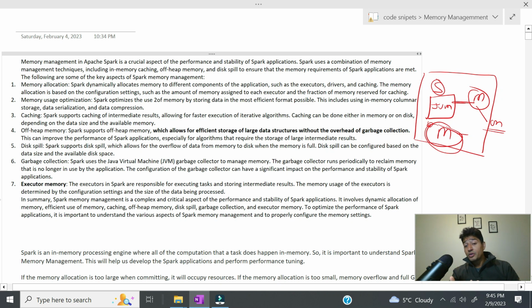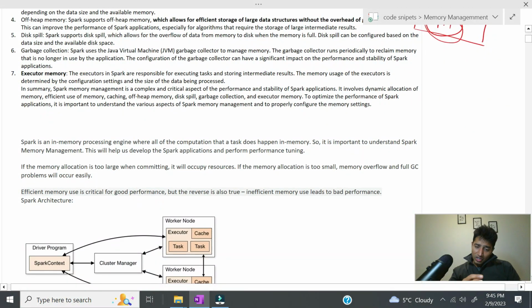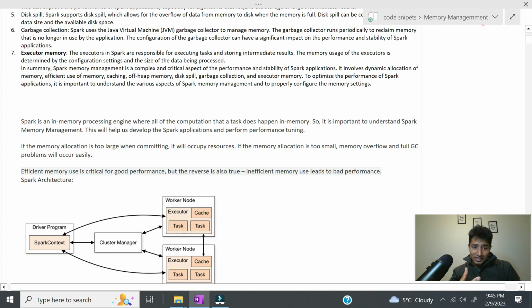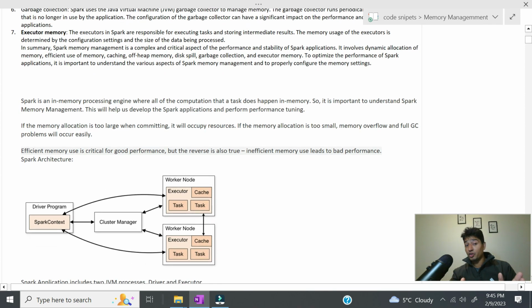The memory usage of the executor is determined by the configuration setting and size of the data processed, right? So now let's jump to Spark memory management. We haven't covered any interview question yet, right? So let's jump to more theory.